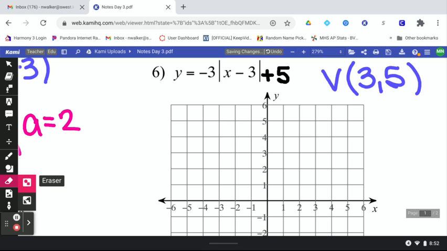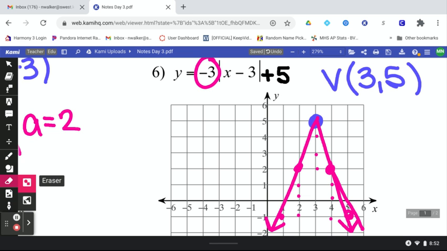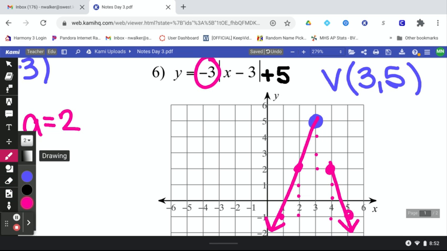So it should not be over here on this side. It should be on the right at positive 3, positive 5. Now, what's my negative 3 tell me to do? Down 3. Down 3 and over 1 each way. So down 3 over 1 to the left, down 3 over 1 to the right. Make straighter lines than me. And there we have it.